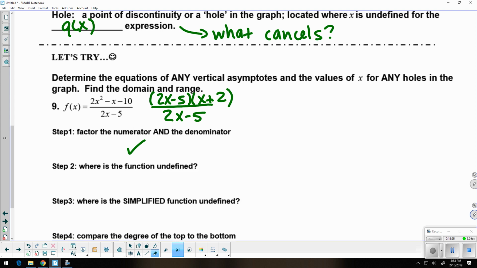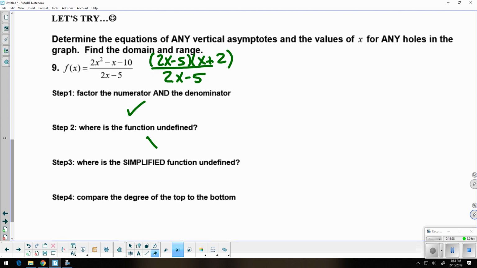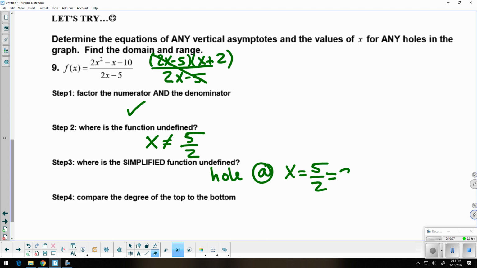Now it wants to know where the function is undefined. What makes this undefined? Basically finding my domain, x cannot be 5/2. That makes it undefined. Now it says where is the simplified function undefined? If you simplify this, the 2x minus 5's cancel. Since there's nothing left in my denominator, I don't really have an undefined value anymore. As far as the simplified function goes, nothing makes this undefined. But since the 2x minus 5's cancel, there's actually going to be a hole in this graph at x equals 5/2, or 2.5. 5/2 is the same thing as 2.5.